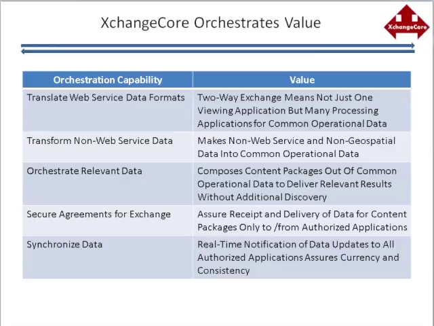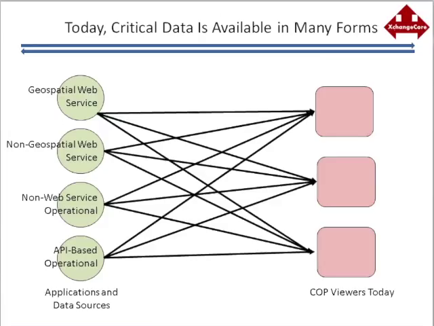Let's take a look at this graphically over on the next slide. It just highlights some of the problems that we have, that there's data in many different formats. We've got web services, non-web services, geospatial, non-geospatial, API-based, operational data, and I even could have had one on here. Sometimes you have to just look right at the database, which gets really ugly. And all of that is going out directly to top viewers or other applications over on the right-hand side.